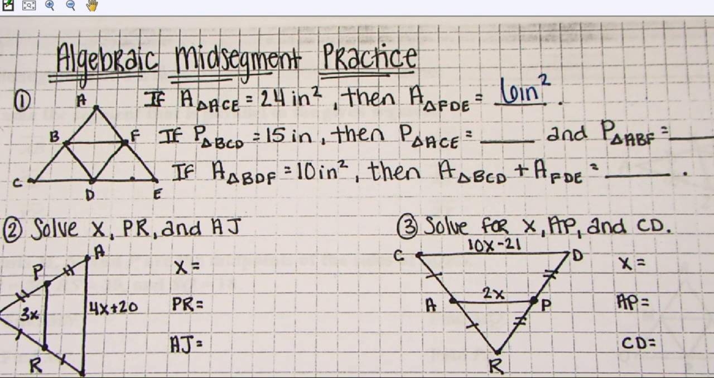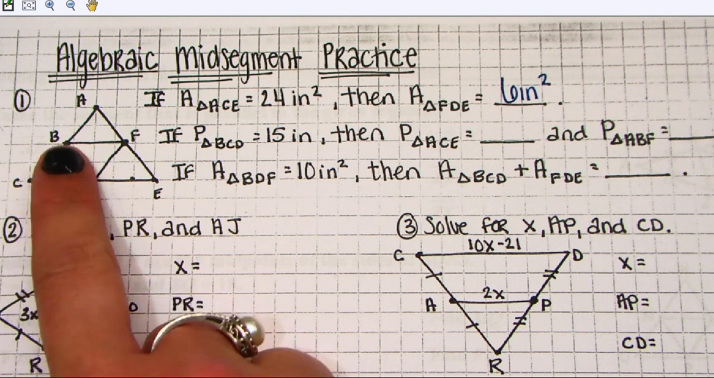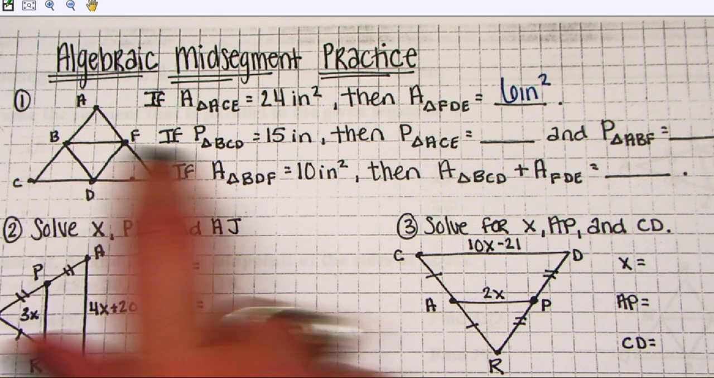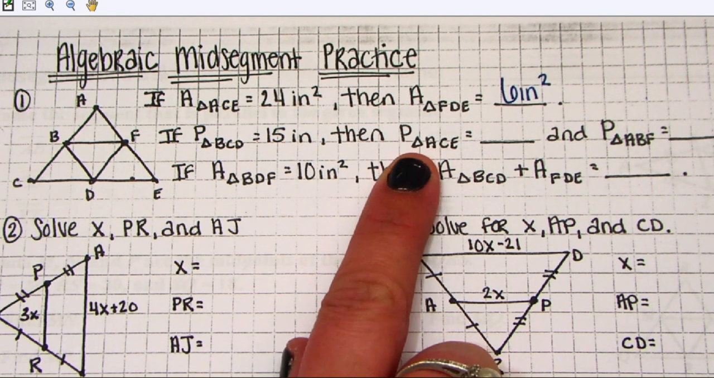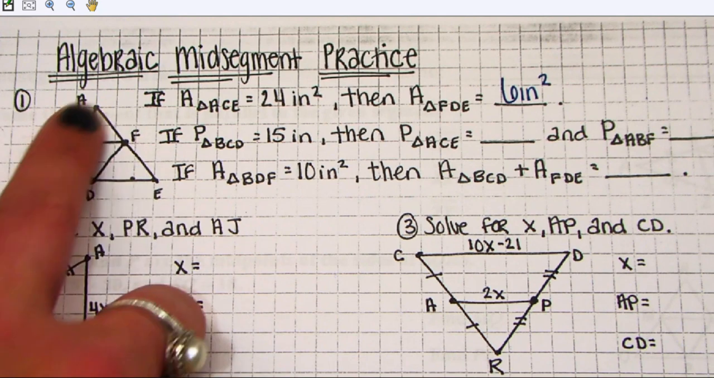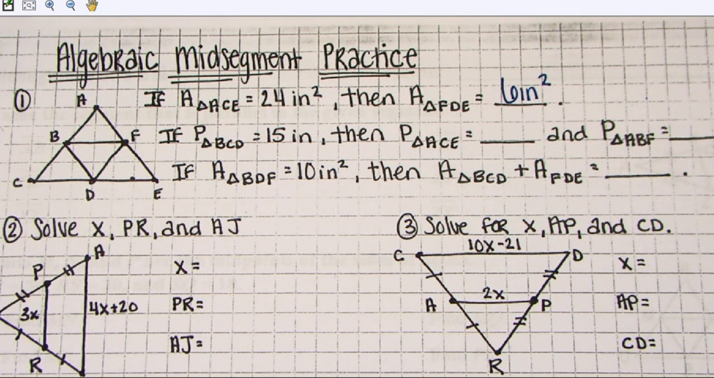If the perimeter of BCD is 15, then we want the perimeter of ACE and triangle ABF. So the perimeter of BCD is this small triangle. How do we calculate the perimeter of the big triangle? Perimeter is the distance around, like I'm building a fence. Okay, I would add it all together. What would I add together?